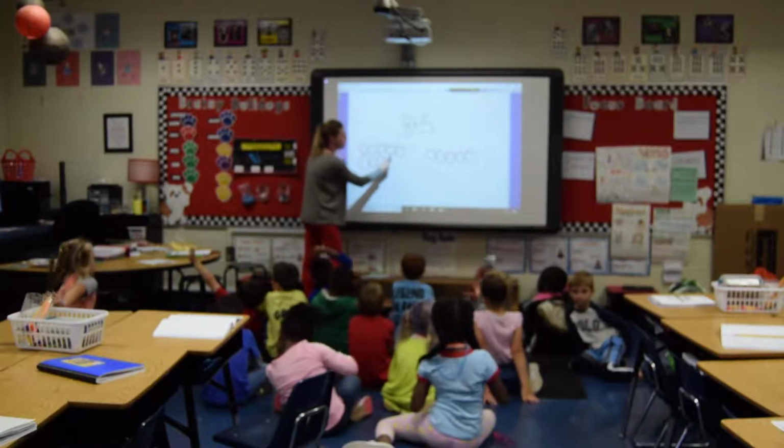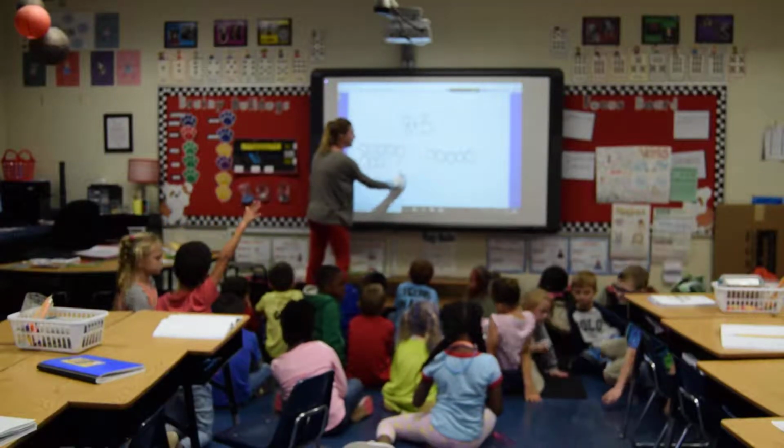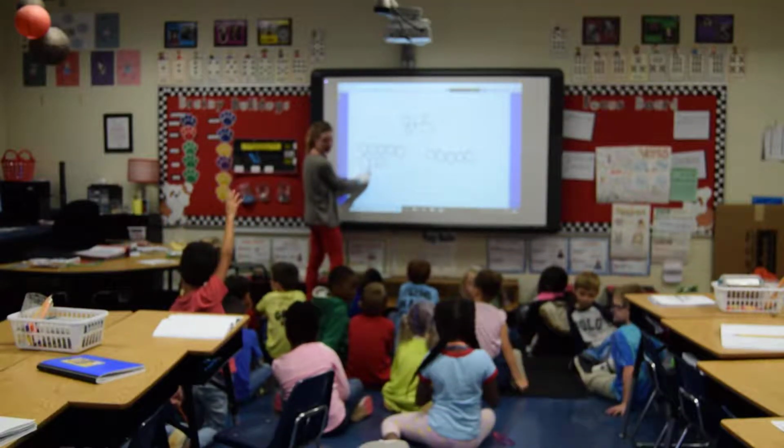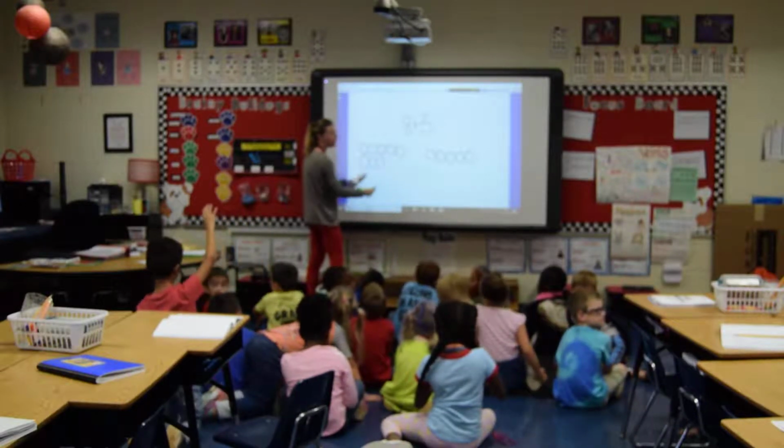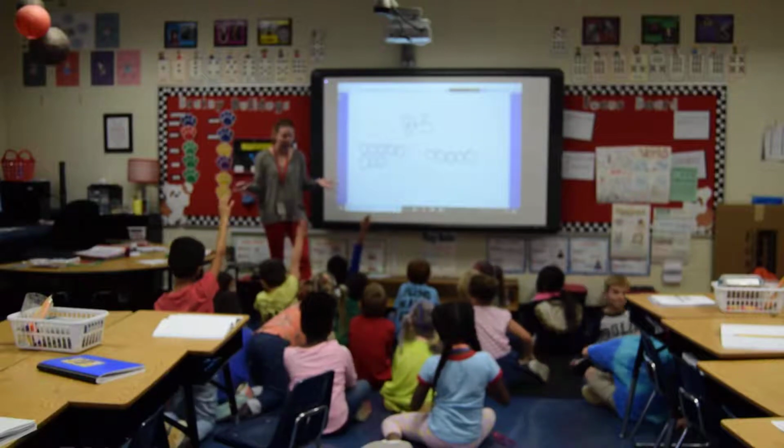2 more. If I drew 2 more, 1, 2, that would fill up my 10 frame, right? If I had 5 on bottom, 5 on top, and that would give me 10. So I need 2 more. Where can I get those 2 from, Melvin?